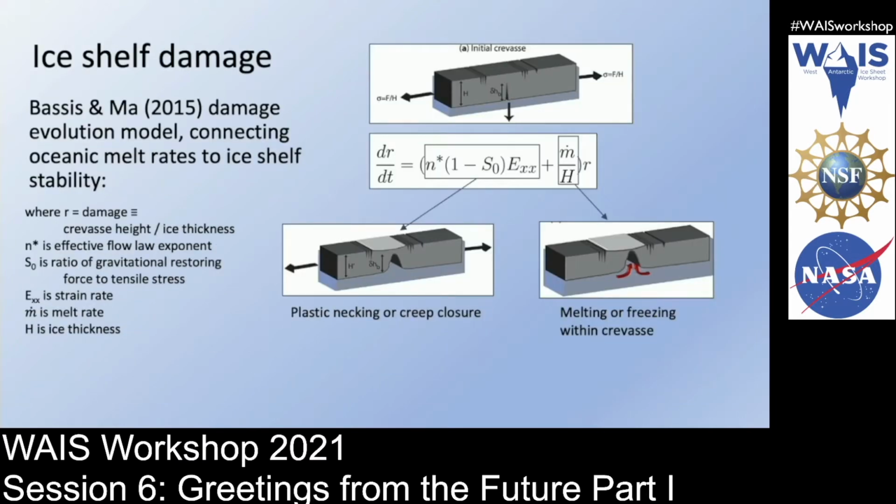To account for damage in our model, we use the formulation of Bassis and Ma, which allows damage to evolve based on ice dynamics and ocean forcing. So in the top panel we have a crevasse initiating in the bottom of the ice shelf, which can then open by plastic necking or melting, or close by creep or freezing within the crevasse.